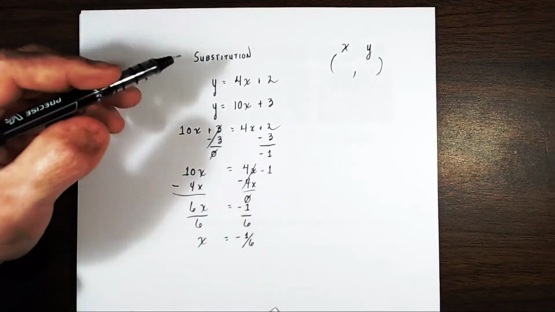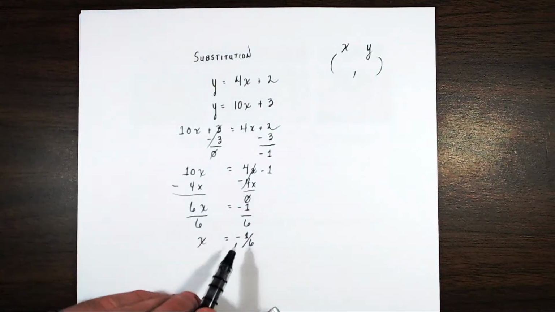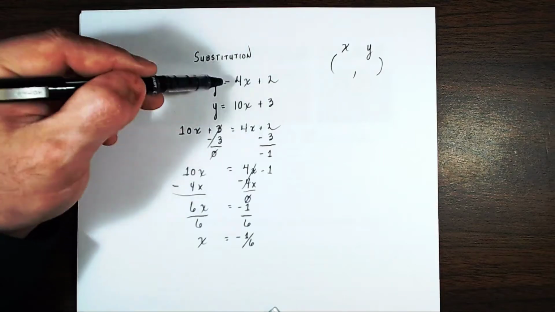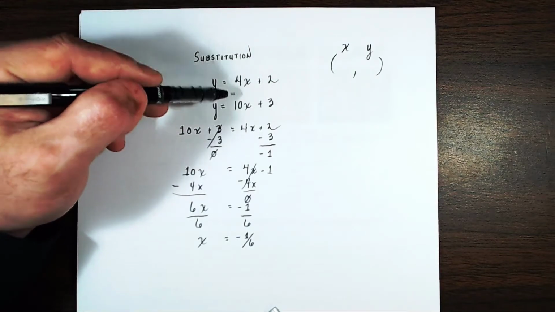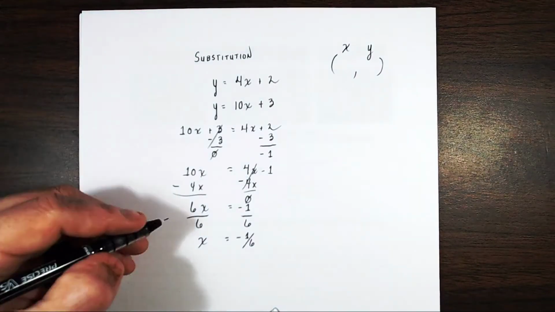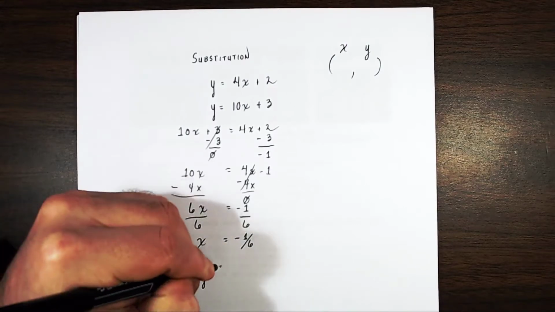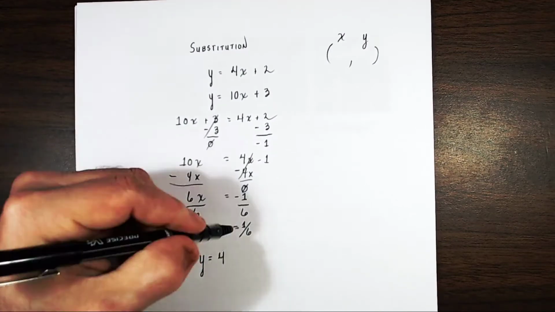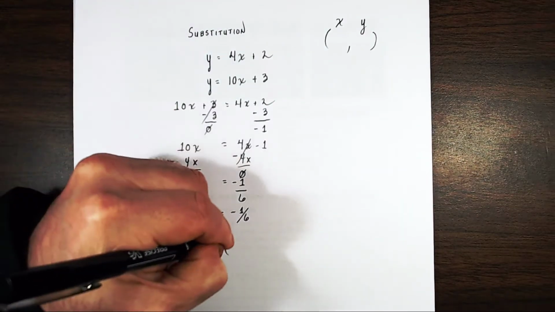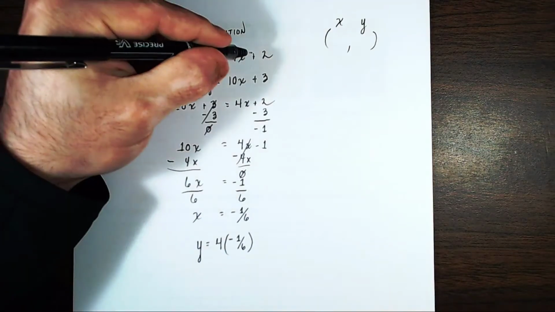But the way we find the y coordinate and make sure that this whole thing solves correctly is by substituting this x value of negative 1/6 back into either of these equations. It doesn't matter which one. We'll do the top one. I just picked it out of thin air. Doesn't matter. So we have y equals 4, and then we're going to replace that x with negative 1/6. So open parentheses, negative 1/6, close parentheses, and then bring down that plus 2.